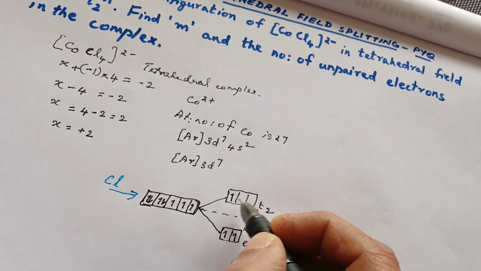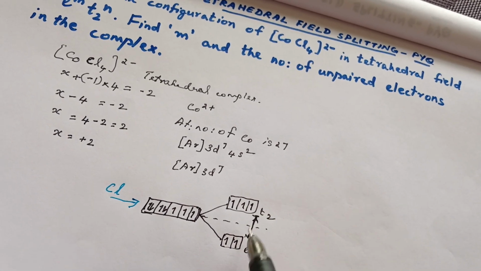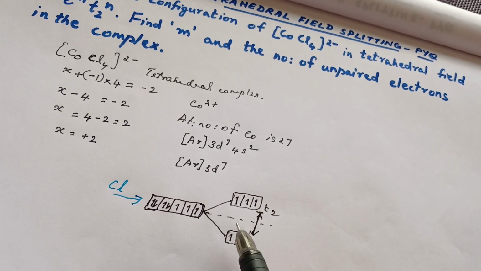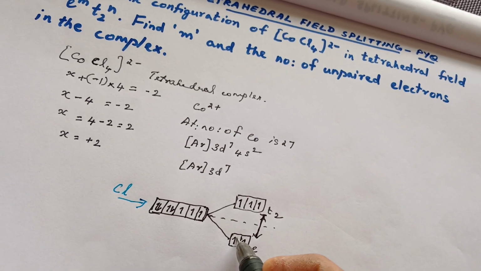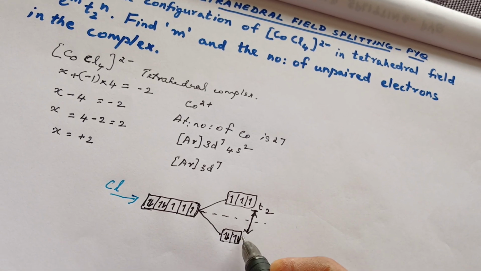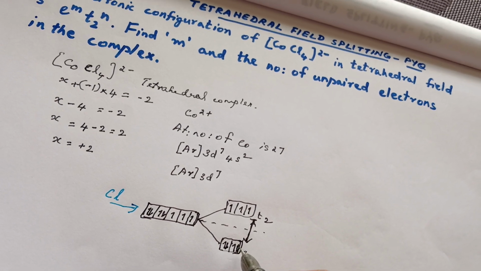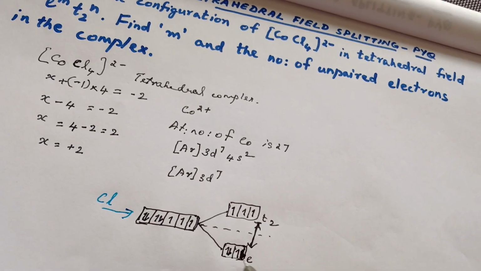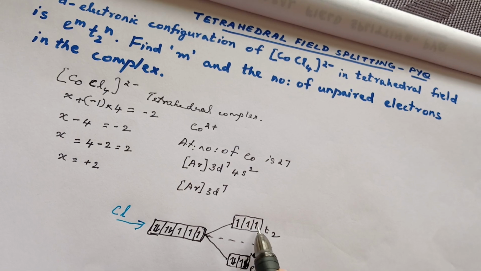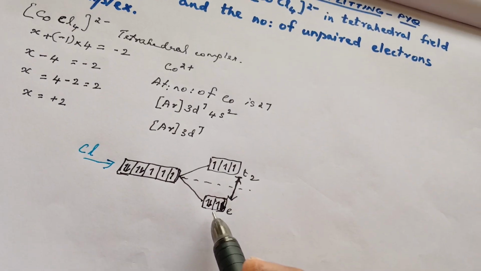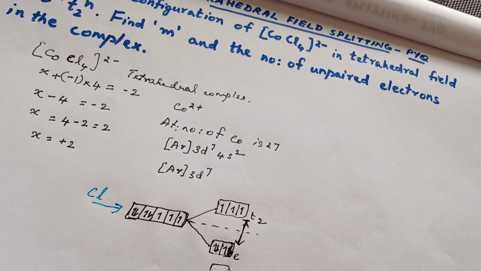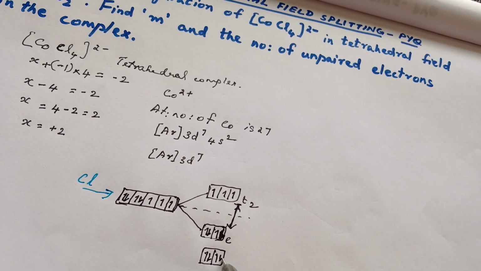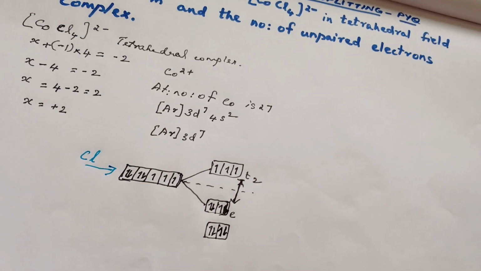So they will go like this, 1, 2, 3. Now 5 electrons have been filled. Each orbital is singly occupied. Now the remaining 2 electrons, one will come here and the other will come here. So the E set is having 4 electrons. That is, T2 is having 3 electrons, E is having 4 electrons. I will just draw it once more like this. E is occupied like this.